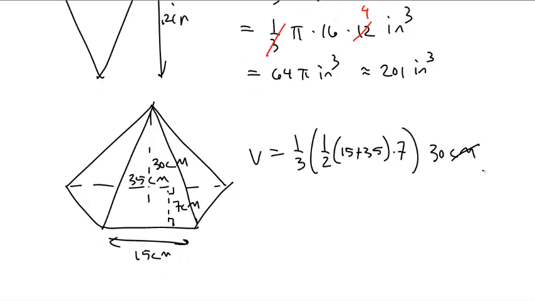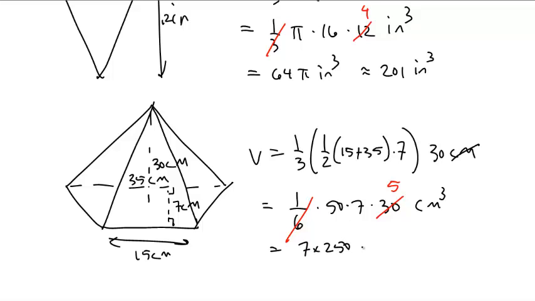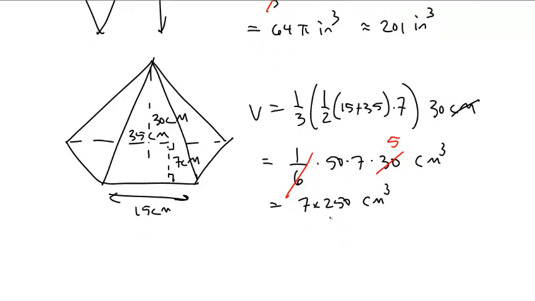If I'm going to use units, I have to remember that it's going to be cubic centimeters. And what is this? 15 plus 35 is 50. So 1/2 times 1/3 is 1/6 of 50 times 7 times 30 cubic centimeters. The 1/6 cancels with the 30, leaving behind 5. And oh goodness, this is what? 7 times 250 cubic centimeters. If you leave the 7, 5 times 50 is 250. 7 quarters is $1.75, so this is 1750 cubic centimeters. So there's some examples.